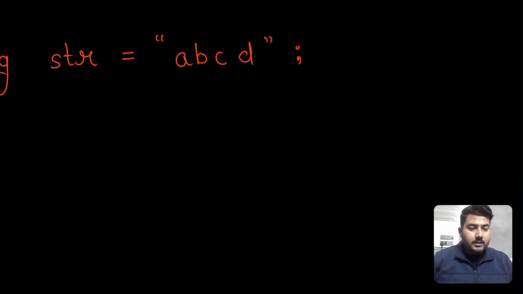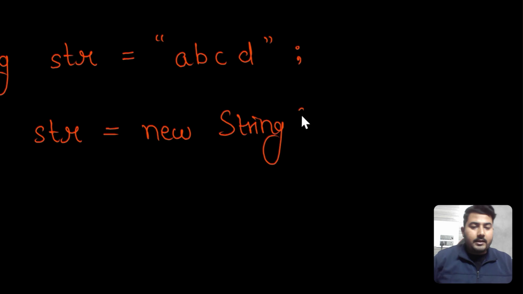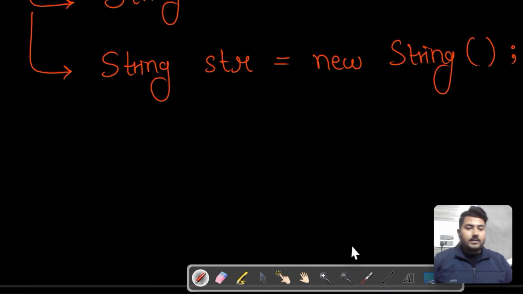There is another way as well through which we can define a string. I can say String str is equal to new String. That is also a valid definition, a valid declaration of a string. And then you can easily update the value in a similar way.